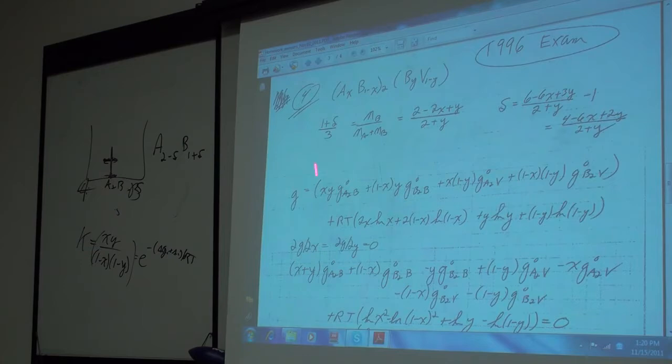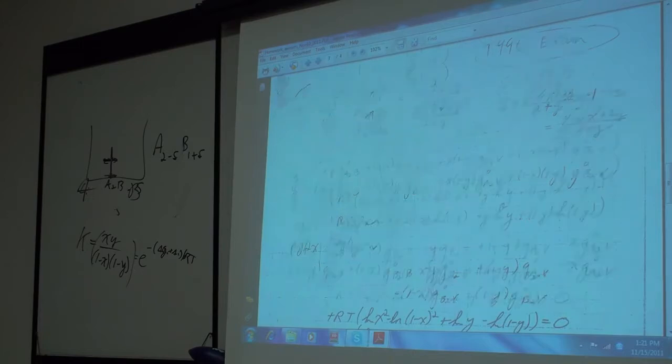Once again, imagine the same little square as last time. G is xy times G of A2B plus 1 minus xy, and so on. It's two here because you have two lattice sites here. It's one here because you have one lattice site here. These are your four end-member Gibbs energies. This is the Gibbs energy of the stoichiometric A2B. This is the Gibbs energy of the B2B hypothetical compound. This is the hypothetical compound A2 vacancy, and this is the hypothetical compound at the far corner with both. Same thing as last time. We set dG/dx equals zero, so that is your final expression right there.